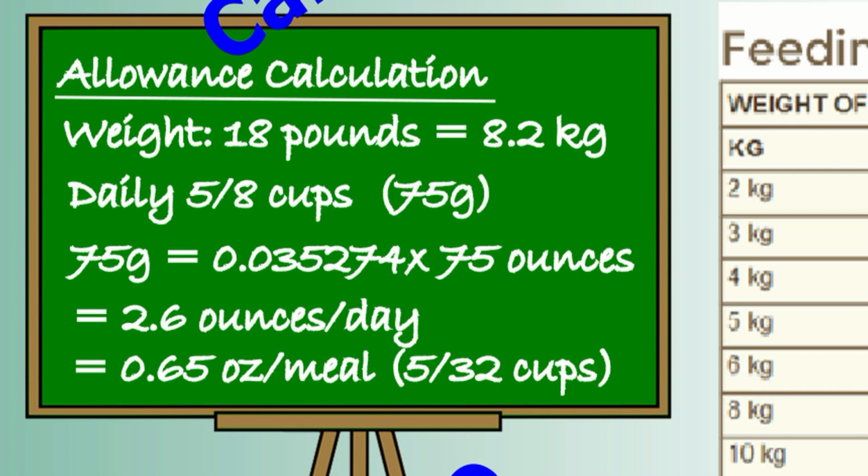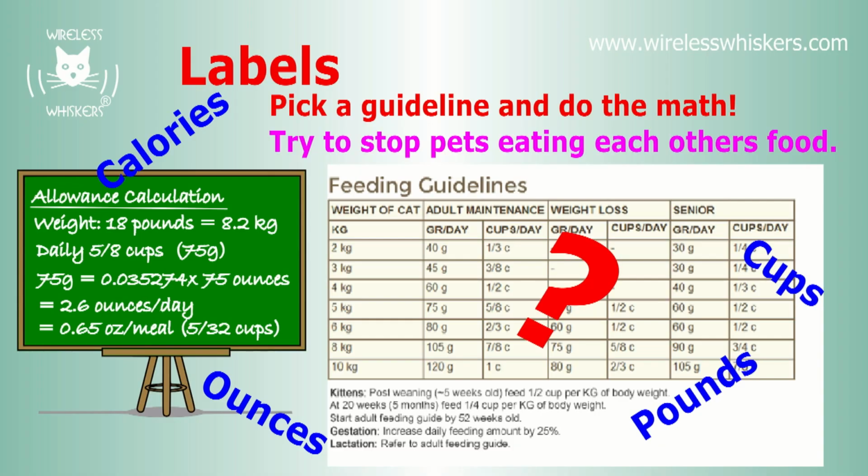Congratulations, you've calculated the allowance, but you probably don't have a scoop for 5/32 of a cup. And if you have an automatic feeder, it's pretty certain that you don't have a setting for that either, because most of them have a minimum increment of 1/8 of a cup. So what good is all this precision if you can't actually dispense the amount?